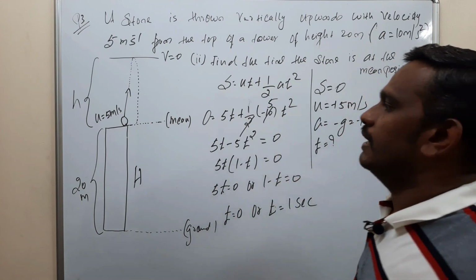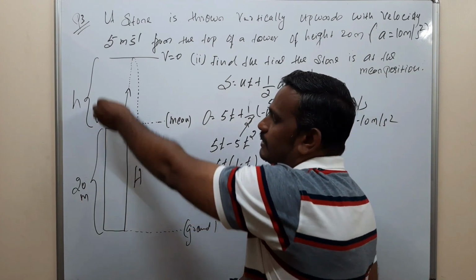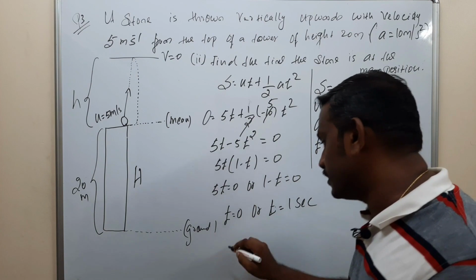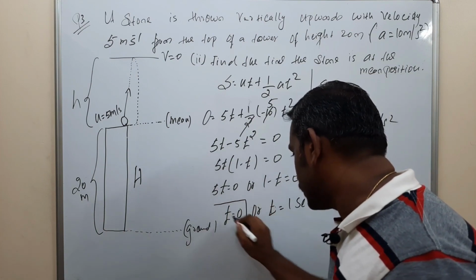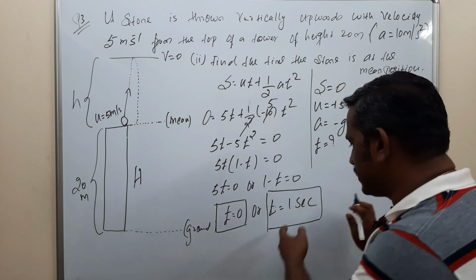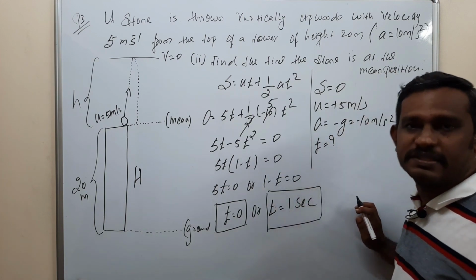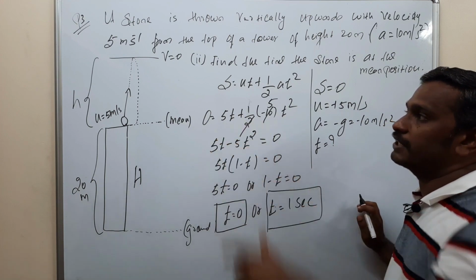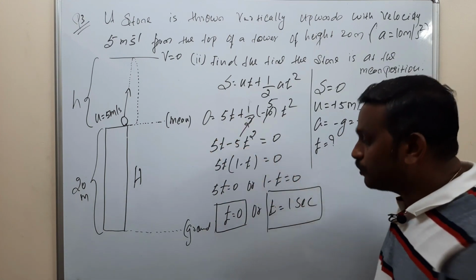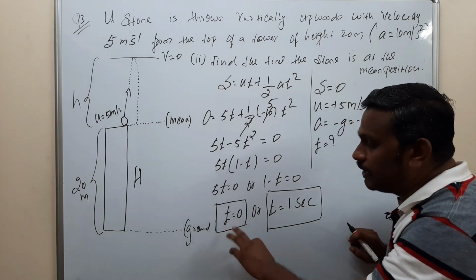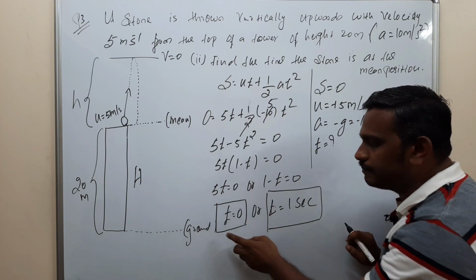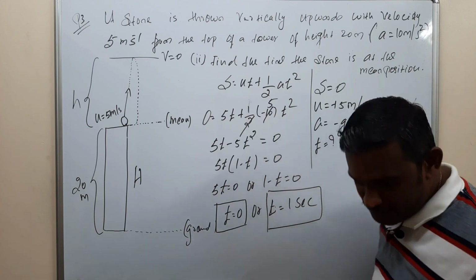So the ball starts from here and it reaches the mean position. When we find the time using this equation, we are getting two values, that is t is equal to 0 second and t is equal to 1 second. In the previous method, when we applied the equation v is equal to u plus at, we got the same answer, t is equal to 1 second. So in this method we get two values for the time, t is equal to 0 or t is equal to 1 second.